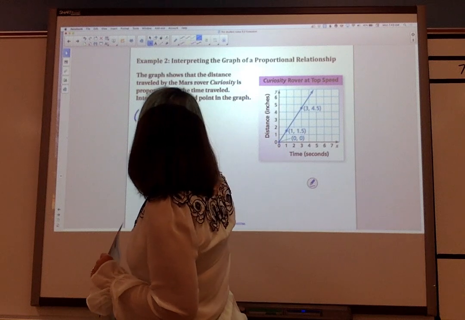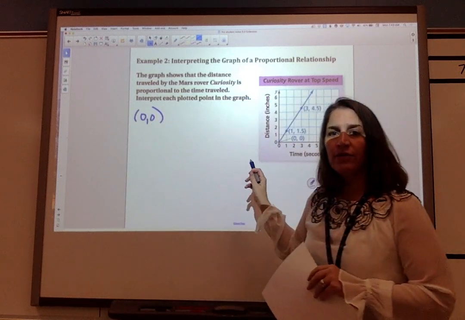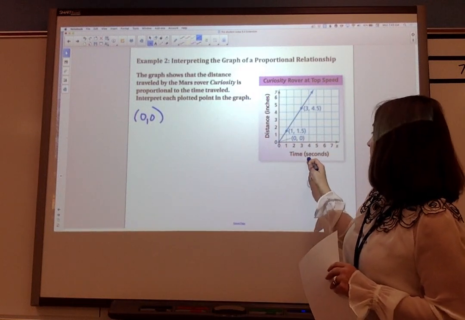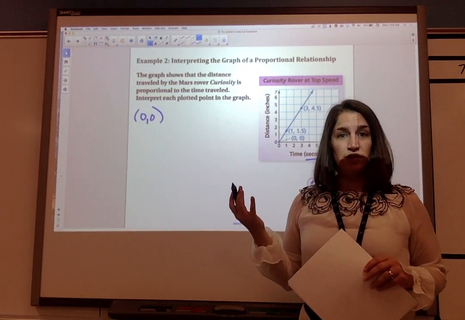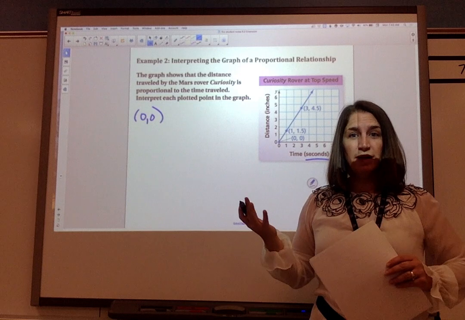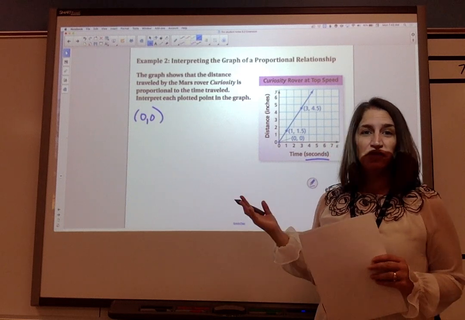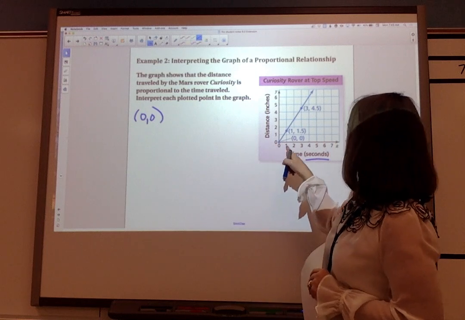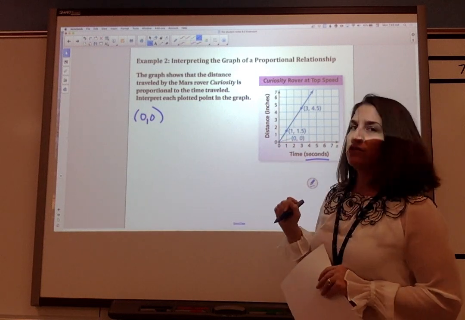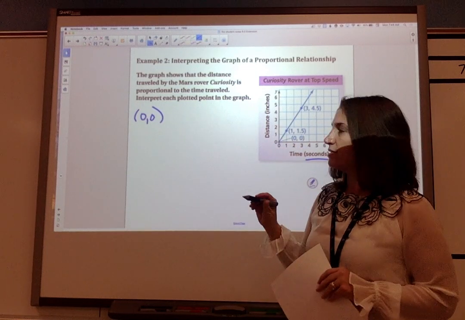0, 0 tells us that after 0 minutes, or 0 seconds, the distance traveled is 0 inches. After 0 amount of time, after no time, it hasn't traveled any distance either. Okay, so go ahead and write that down. After 0 seconds, the rover has traveled 0 inches.